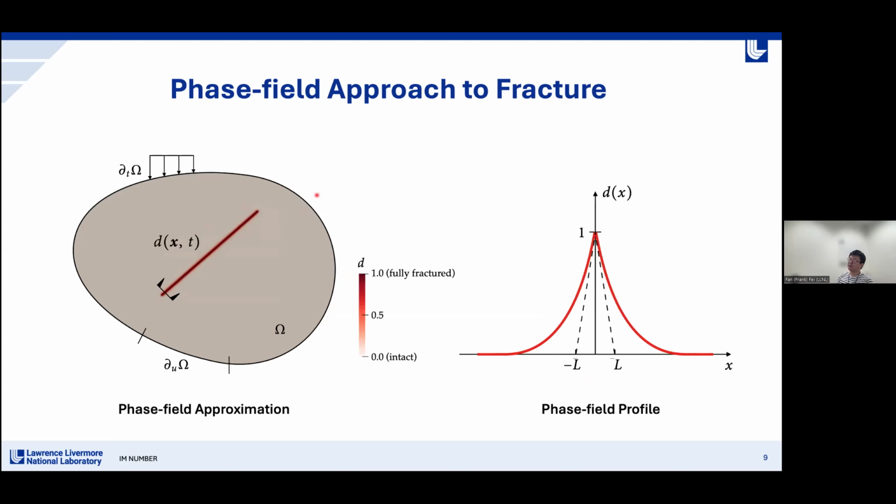But the phase field method essentially approximates this sharp interface representation by a diffusely distributed damage variable, which we denote by D here. You can see the spatial profile also transforms into a shape that has a finite width, which is governed by this length parameter L here. The value of this phase field variable ranges from 0 to 1, with 0 meaning the material is intact, while 1 means the material is fully fractured or damaged.